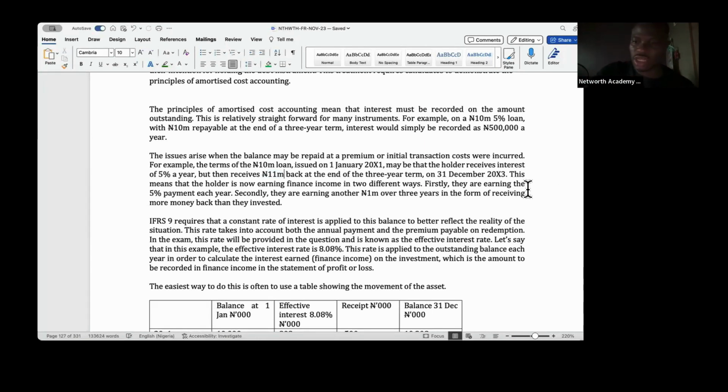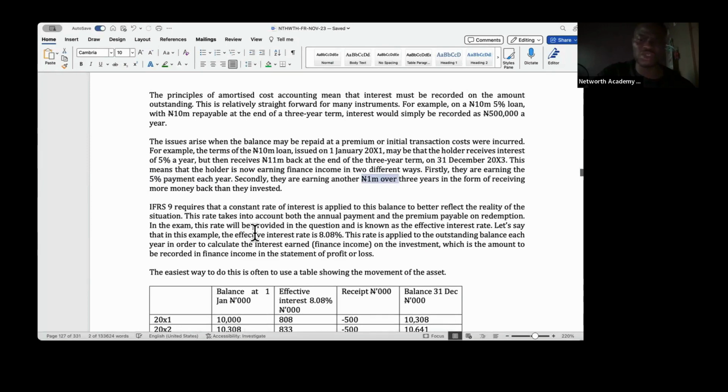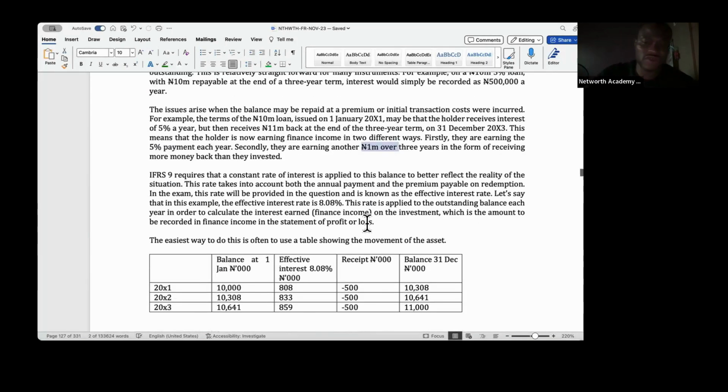Which is what I'm trying to explain here, that you are earning 2 incomes now. You are earning the 5% each year, and you're also earning 1 million over the 3 years. So you need to recognize it over the 3 years. So the question is, in what proportion? For the proportion, they use the effective interest rate method. The examiner would have found a way to allocate it over 3 years, and they will convert it to rates. In this case, they will give you an effective interest rate.